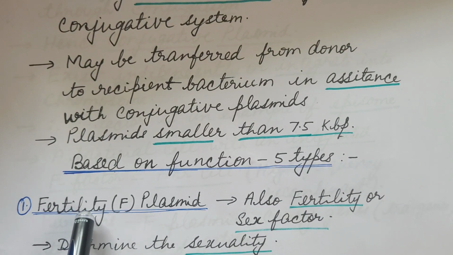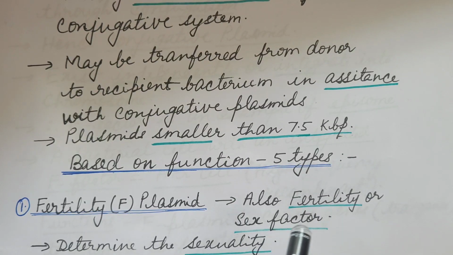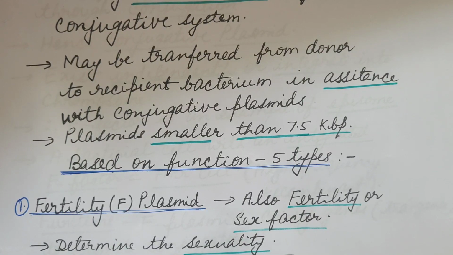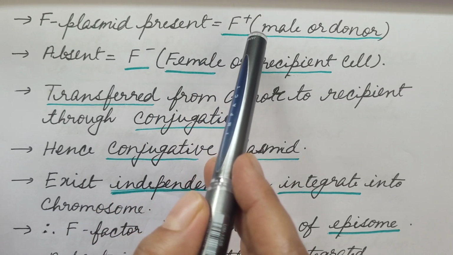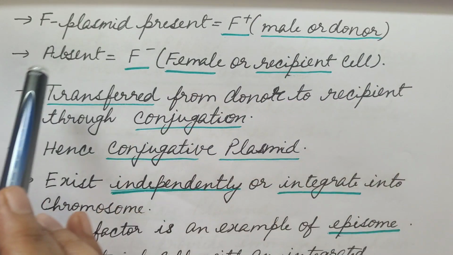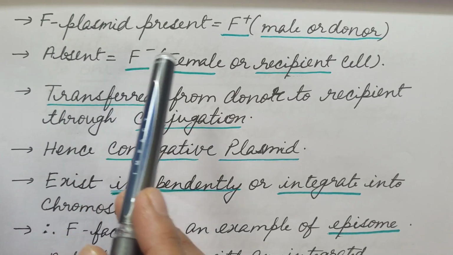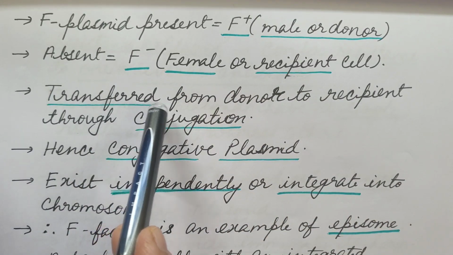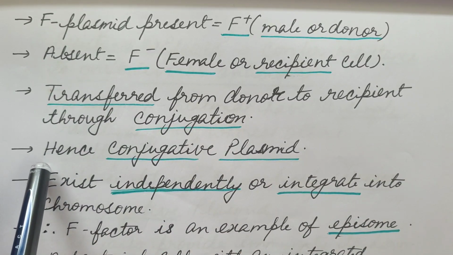First is fertility, in short F plasmid. These are also known as fertility or sex factor. These determine the sexuality of the bacterial cell. A bacterial cell in which the F plasmid is present is known as F plus, male or donor cell. And a bacterial cell in which it is absent is known as F minus, that is female or recipient cell. These are transferred from donor to recipient through conjugation. Hence, we can say that these are conjugative plasmids.